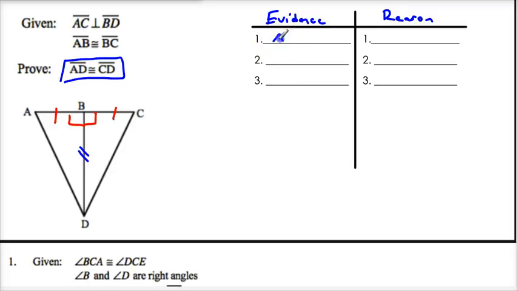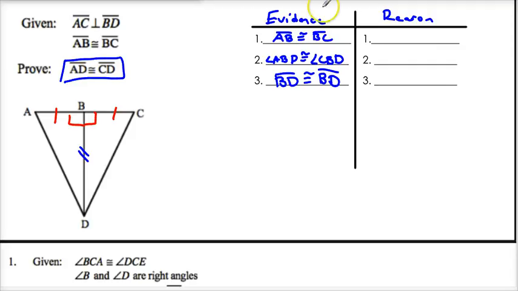We know AB is congruent to BC. Okay. We know angle ABD is congruent to angle CBD. You see here, that's these two angles. Those two angles are congruent. And I know side BD is congruent to BD. Okay, so that's our evidence.